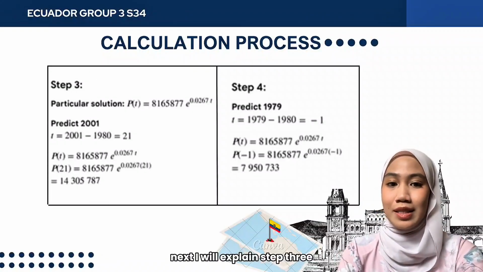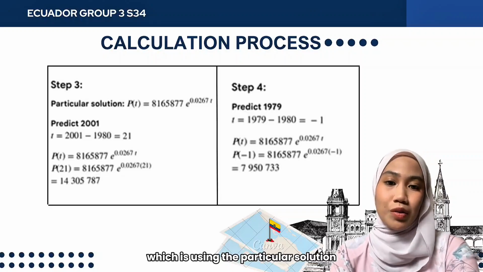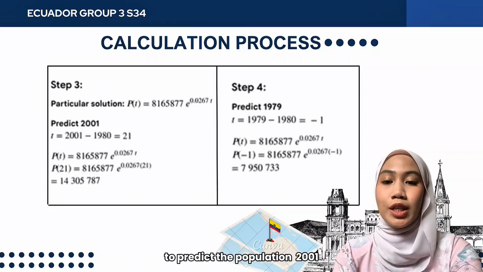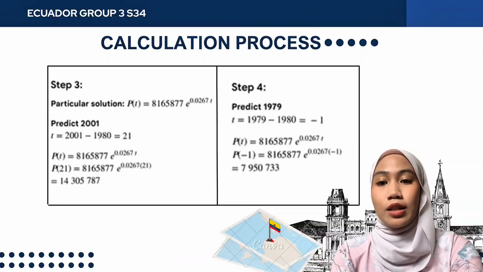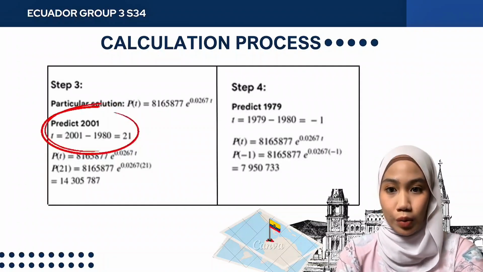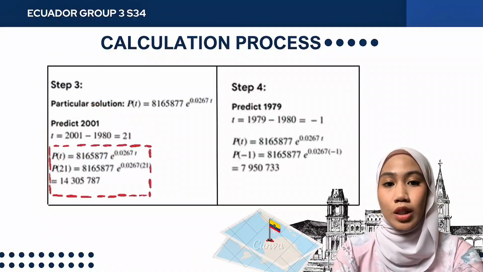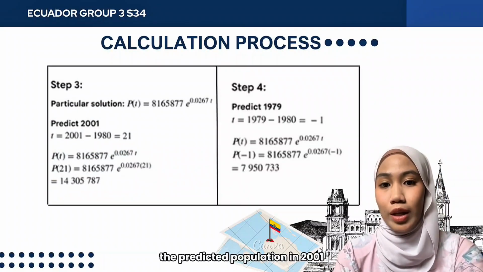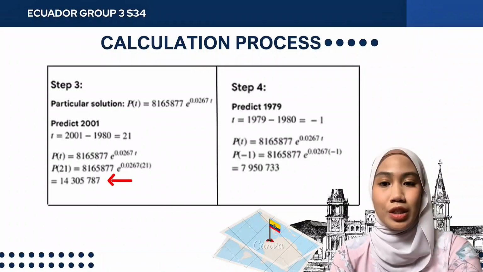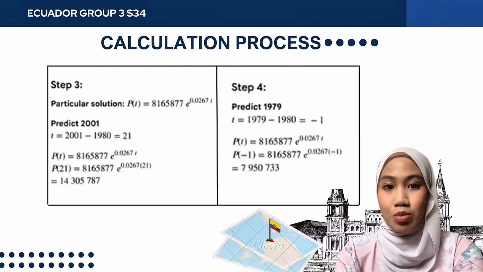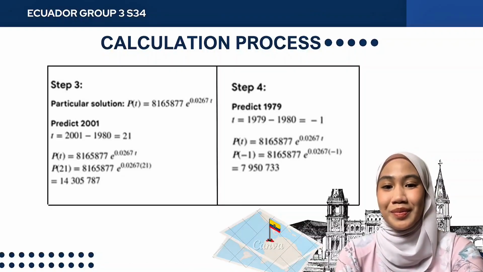Next, I will explain step 3, which is using the particular solution from step 2. We use the particular solution to predict the population in 2001. We calculate t = 2001 - 1980 = 21. Then, we substitute t into the equation. The predicted population in 2001 is approximately 14.3 million. This shows how exponential growth can significantly increase population over time.